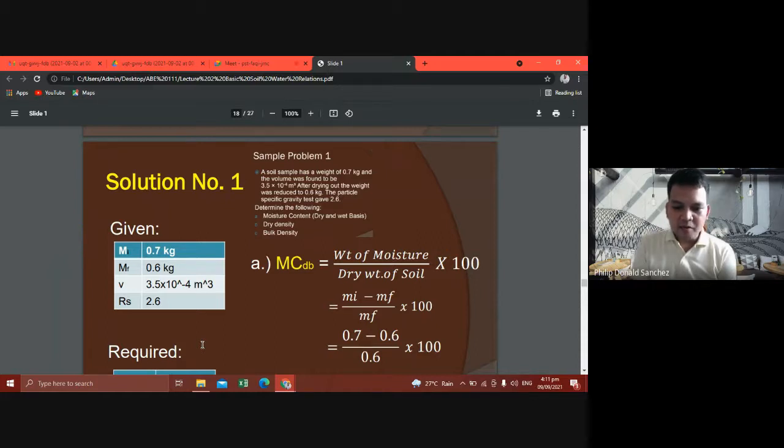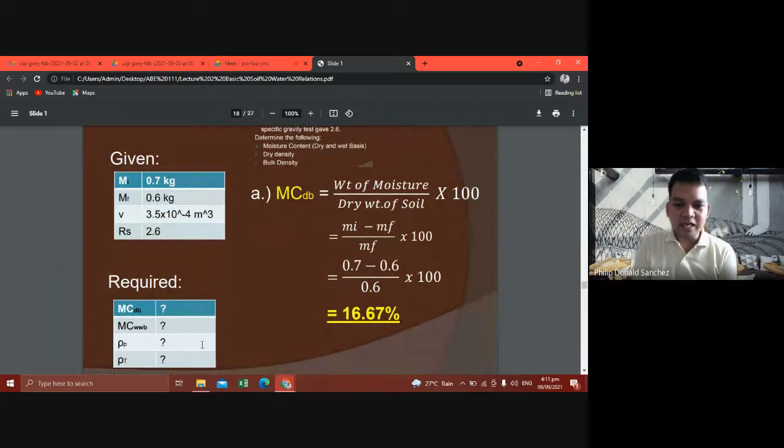0.7 minus 0.6 over 0.6, right? So the dry weight becomes 0.6. So for dry basis, that is 16.67. So there's no question about that. Are you confused? No. Okay, so everything is given, right?